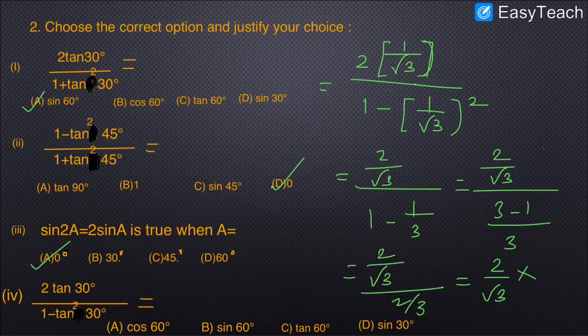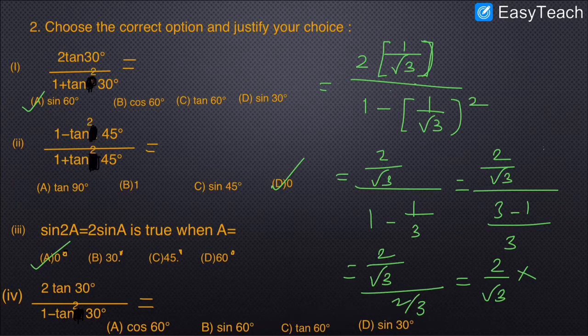Next step it will turn into 3 by 2. So I split 3 as root 3 into root 3. Then cancel out, and 2 also cancels out. The remaining is root 3. So the corresponding angle for root 3 is tan 60.